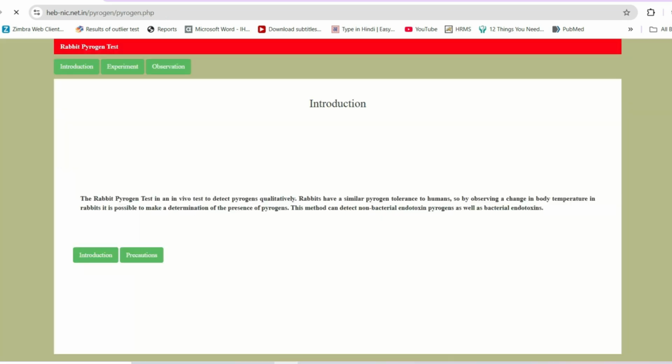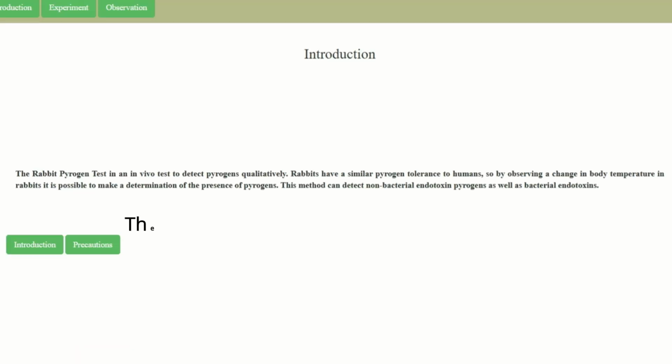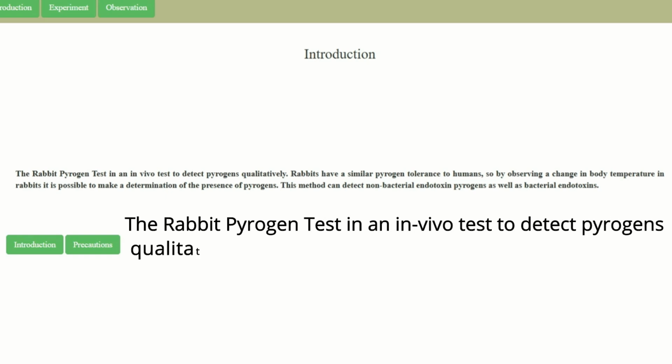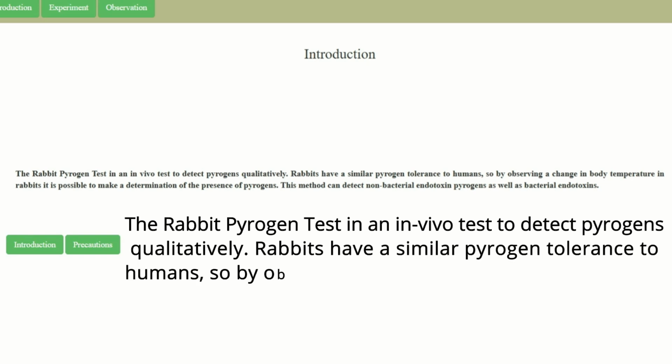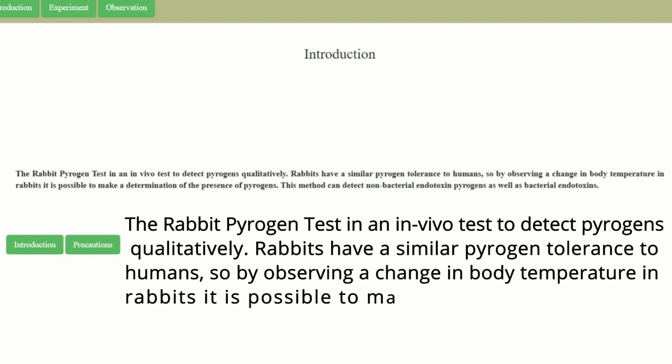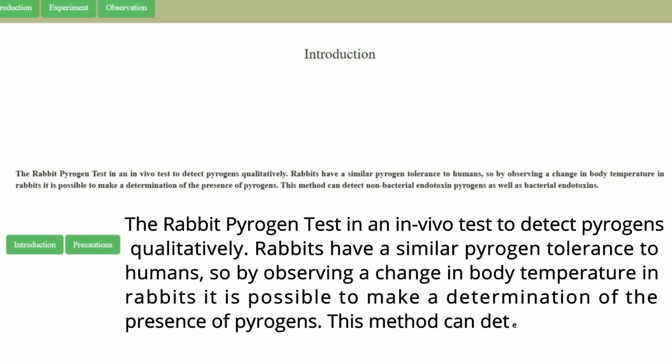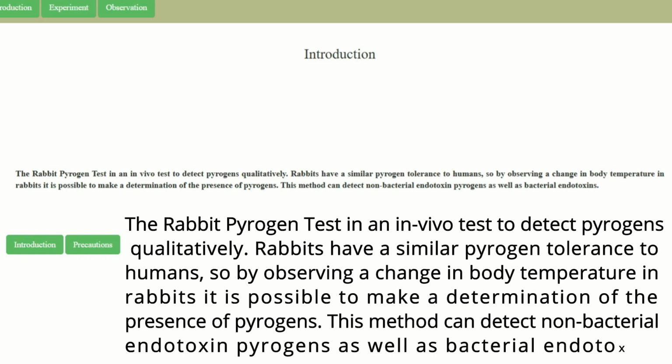We will click. So here you can see it is showing the introduction. So we will see what the introduction is. The rabbit pyrogen test is an in vivo test to detect pyrogen qualitatively. A rabbit has a similar pyrogen tolerance to humans. So by observing a change in body temperature in the rabbit, it is possible to make a determination of the presence of pyrogens. So this method can detect non-bacterial endotoxin pyrogens as well as bacterial endotoxins.